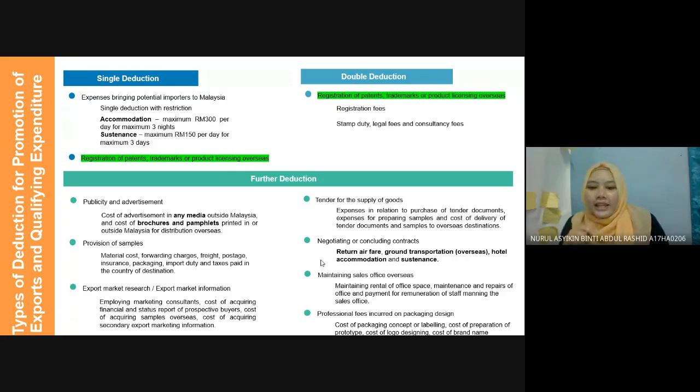And then maintaining sales office overseas, and then you can see the expenses. And then professional fees incurred on packaging design, like cost of packaging concept or labeling, cost of preparation of prototype, cost of logo designing, and cost of branding. Okay, next.